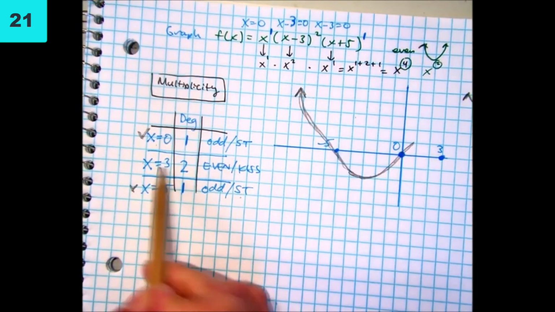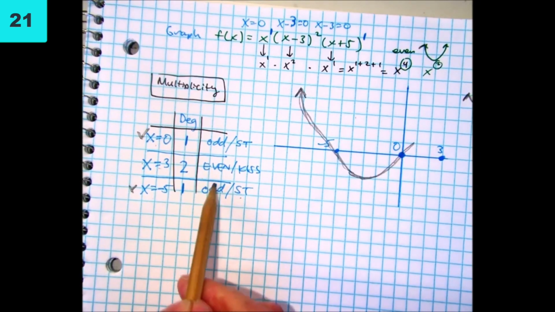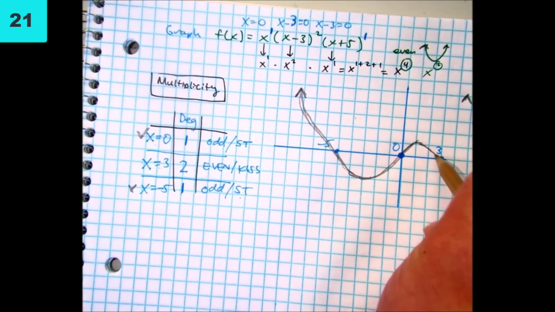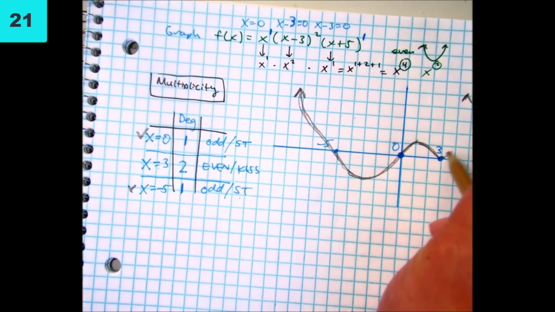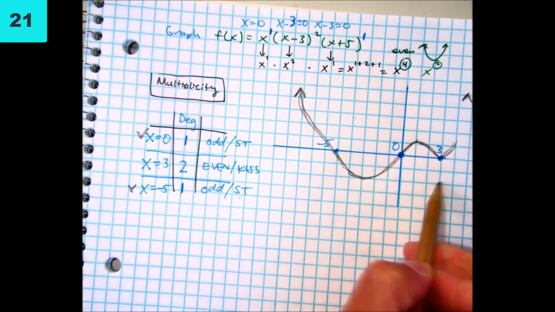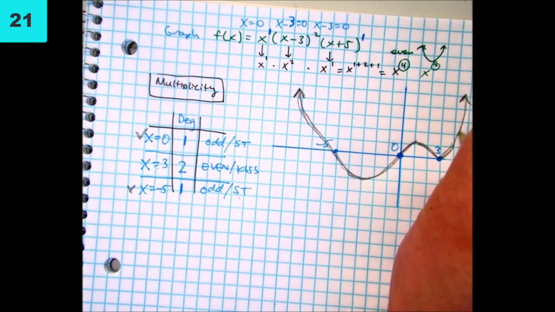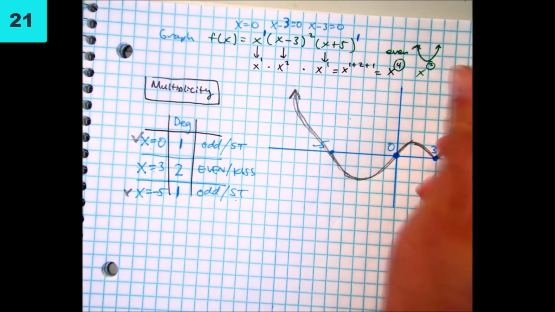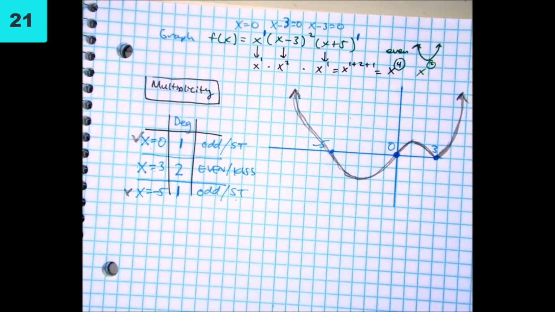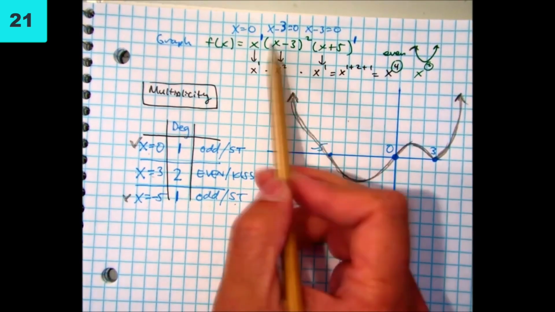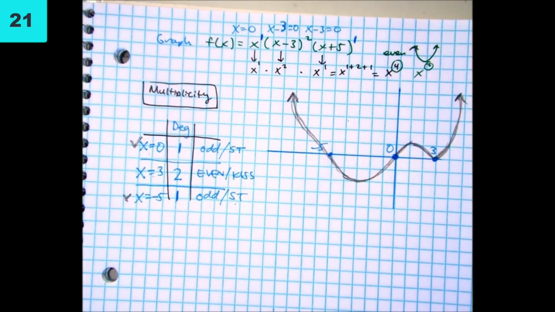And then when I approach 3, though, I need to do a kiss. So I go towards 3, kiss, and then run away. Notice how it's not going through the x-axis. And I need to end up here. And this is my graph in factored form of graphing this polynomial.